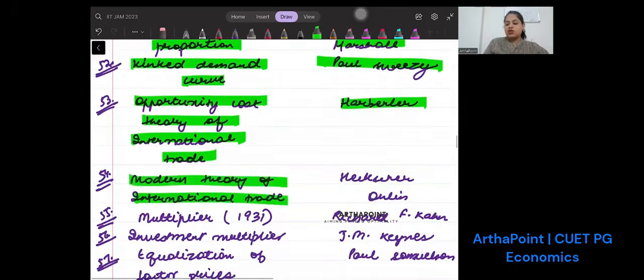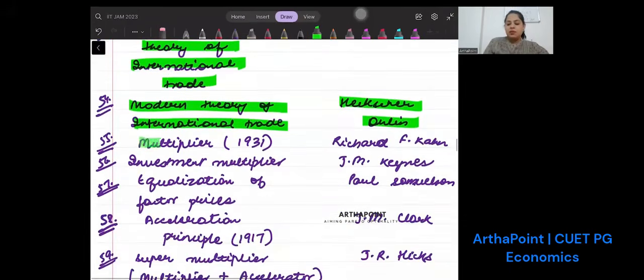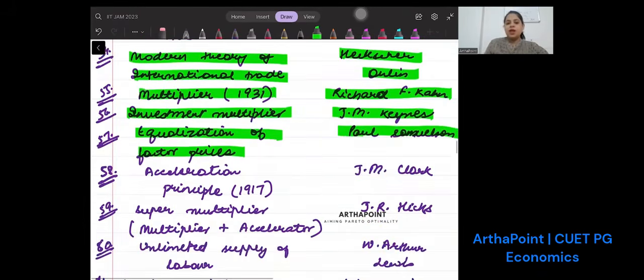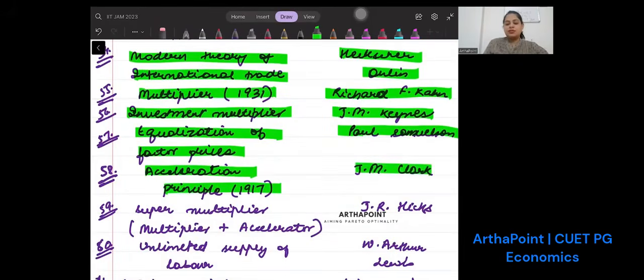Modern theory of international trade was given by Heckscher-Ohlin. Multiplier was given by Richard F. Kahn. Investment multiplier was given by Keynes. Equalization of factor prices was given by Paul Samuelson. Acceleration principle was given by J.M. Clark. Super multiplier concept, which is multiplier plus accelerator, was given by J.R. Hicks.